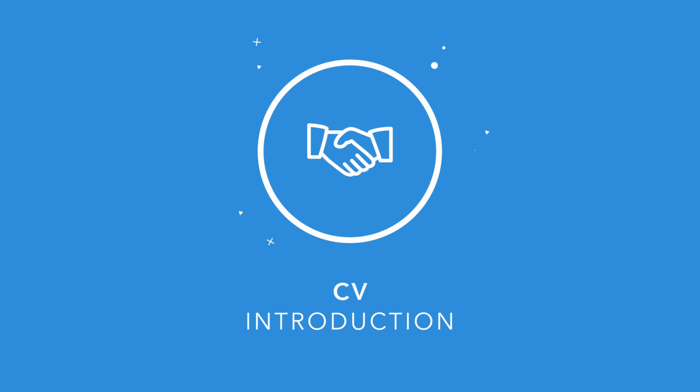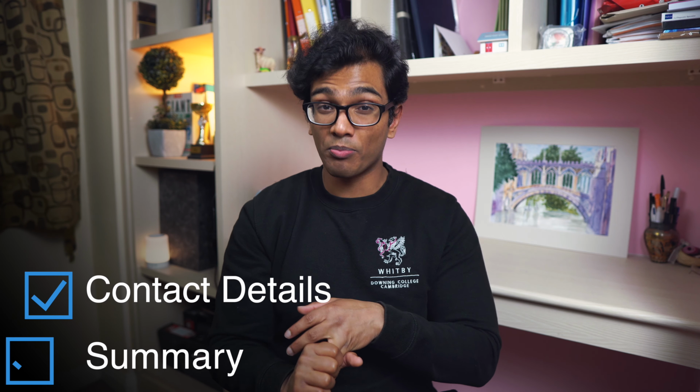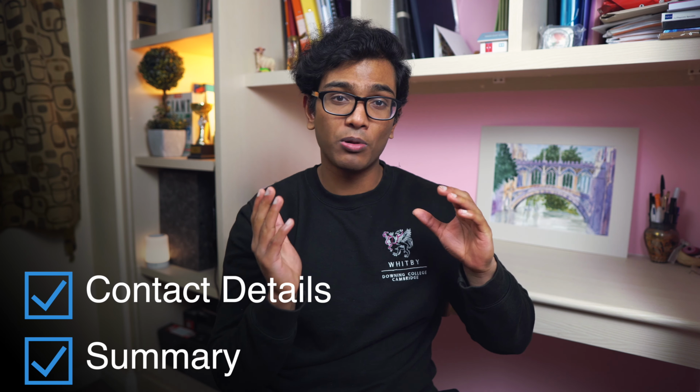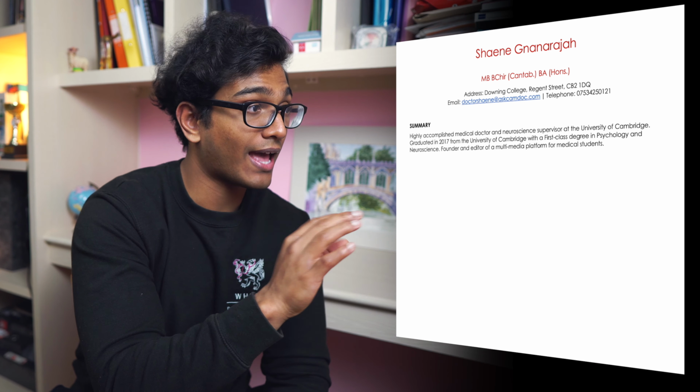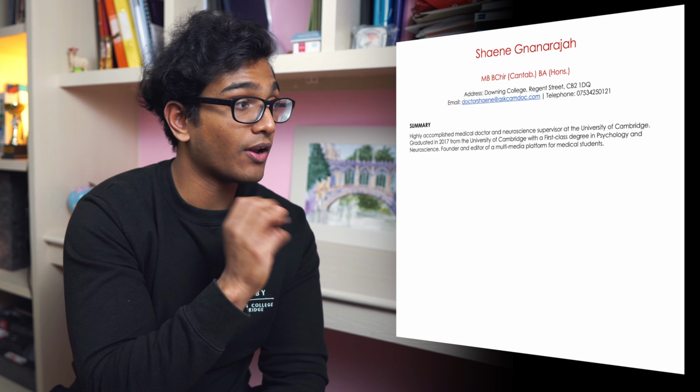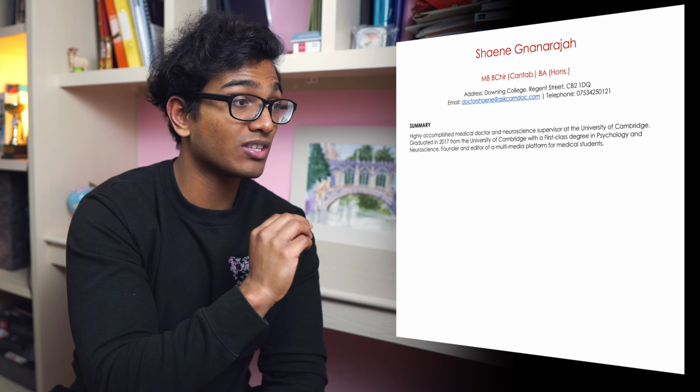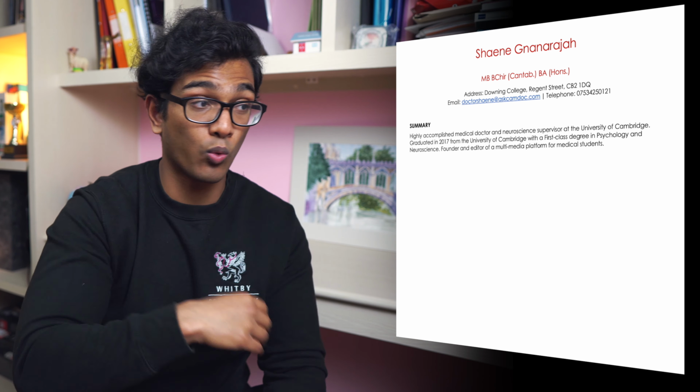So the introduction chunk needs to include 2 things, your name and details, and then a summary about yourself. I'll give you an example of what that might look like. So name and contact details right at the top, I've got my name, then I've got the 2 main degrees that I have, then I have my address, my email, and my telephone.